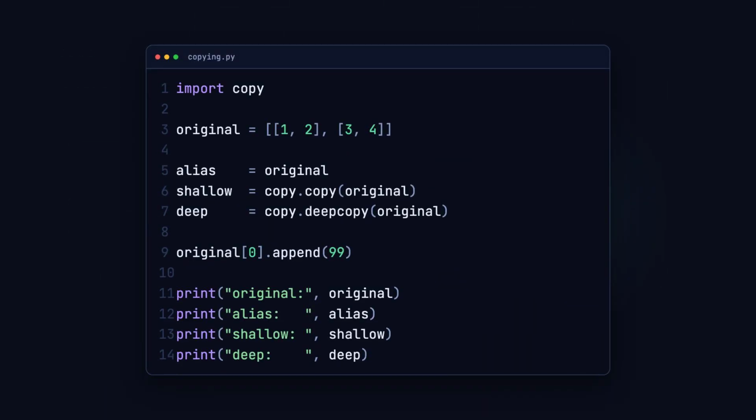Here is the program we will trace. We start with a list that contains 2 inner lists, then we make 3 copies using different techniques, mutate one inner list and print all 4 to see what changed.